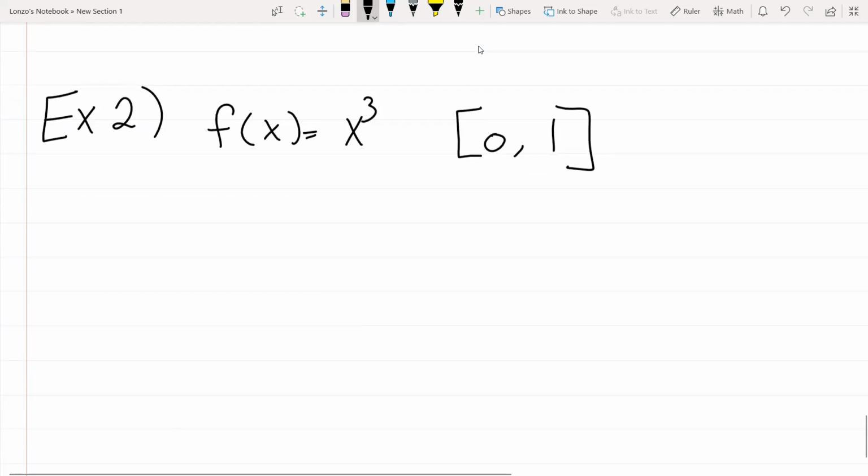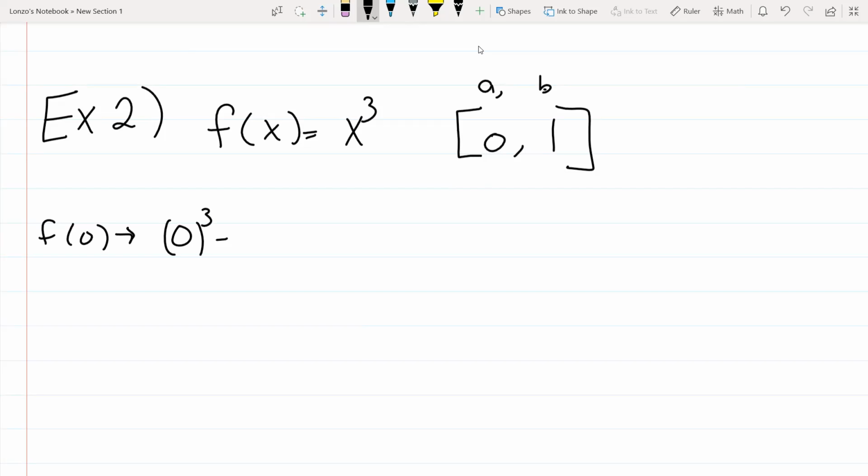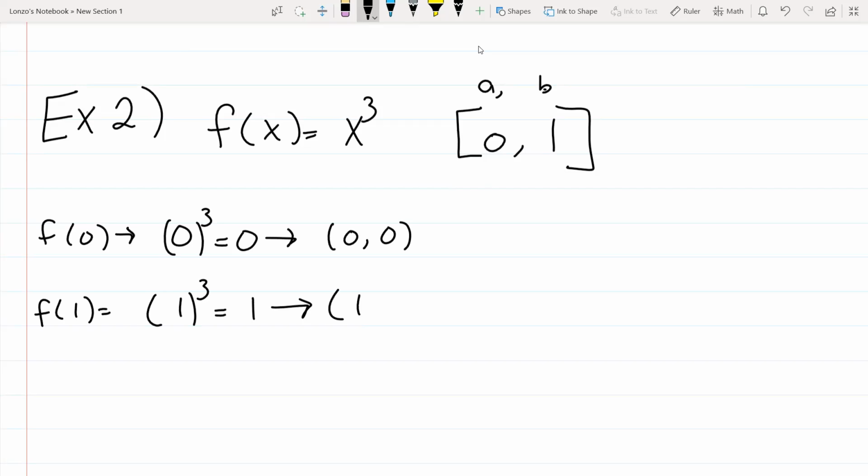So example 2, f of x equals x cubed on the interval 0 to 1. First, we've got to make sure it's continuous and differentiable. So this is your a and your b. Let's find f of 0. f of 0 is 0 cubed, which is 0. So that point is 0, 0. And then the other one is f of 1, which is 1 cubed, which is 1. So that point would be at 1, 1.